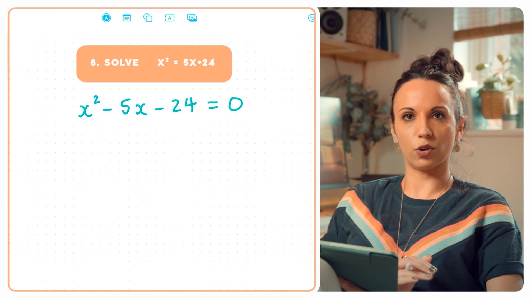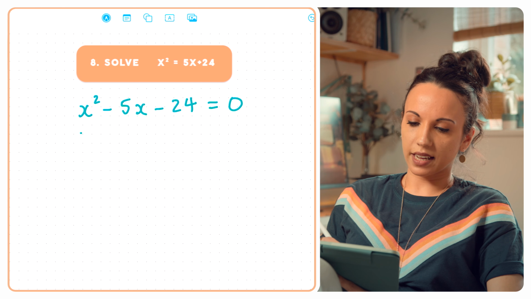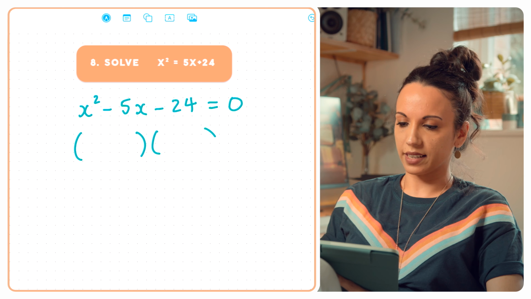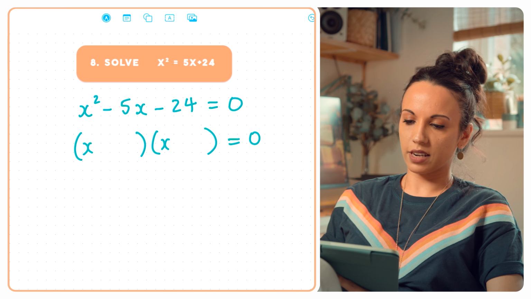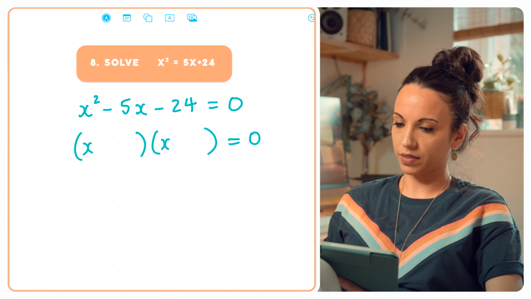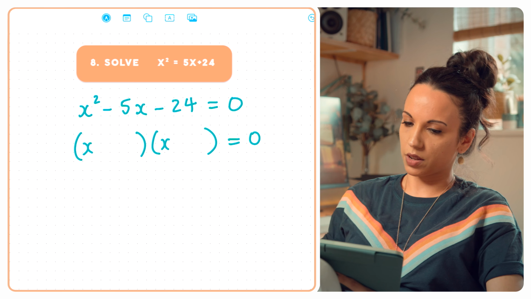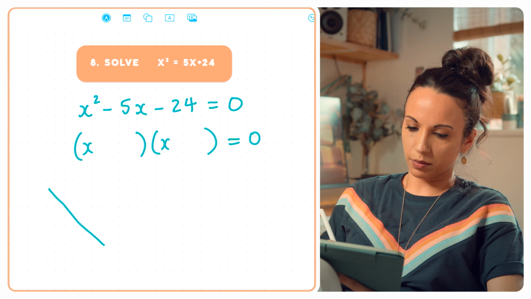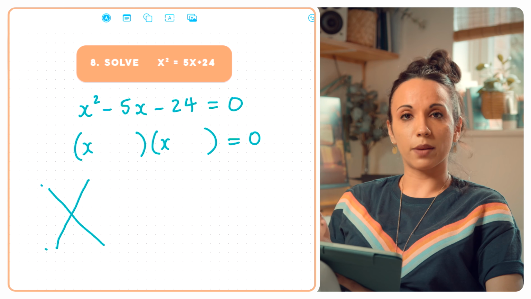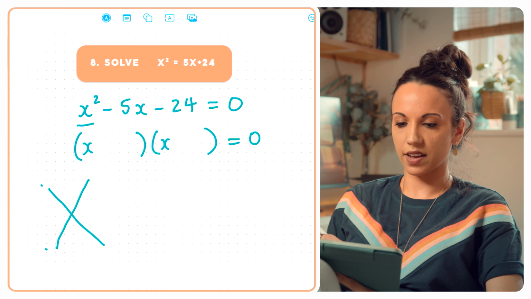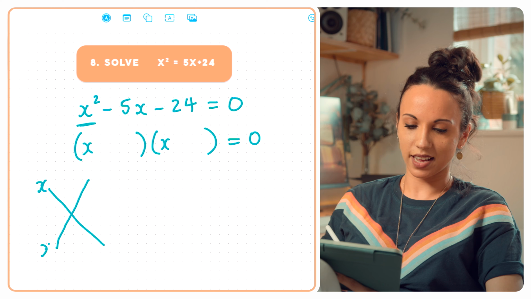So this is in a good form that I can solve. What I'm aiming to do is get it in the form of 2 brackets equal to 0, and they should tell me something about x. How am I going to do this? Well, I like to use a cross method. So I'm going to do a cross here. On the left-hand side, I want the 2 terms that multiply together to give this first term, the x squared. Nice and easy, it's going to be an x and an x.